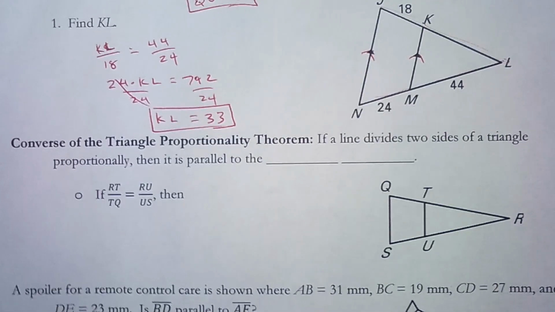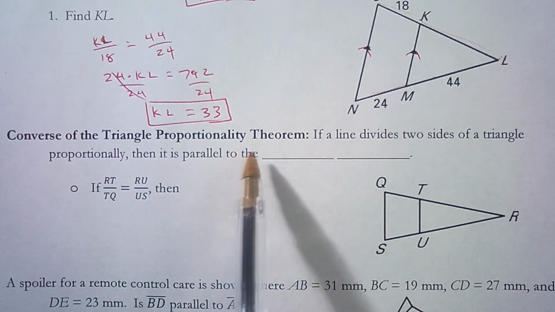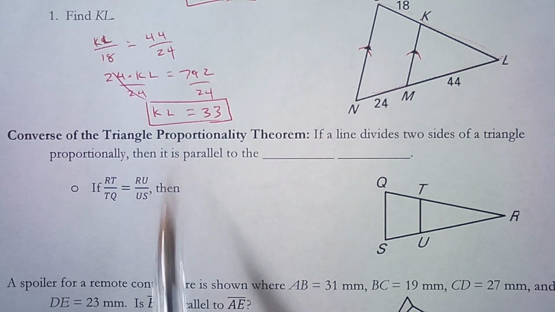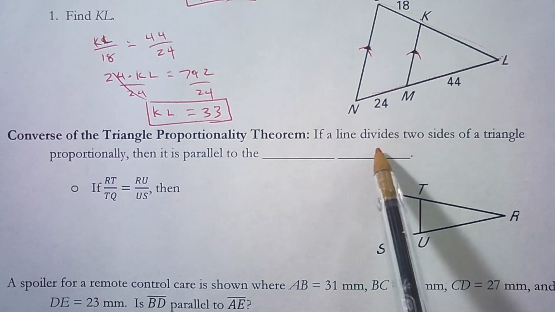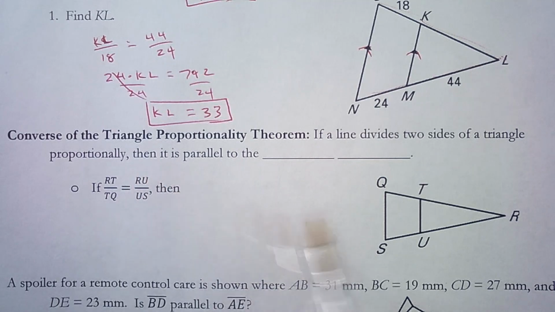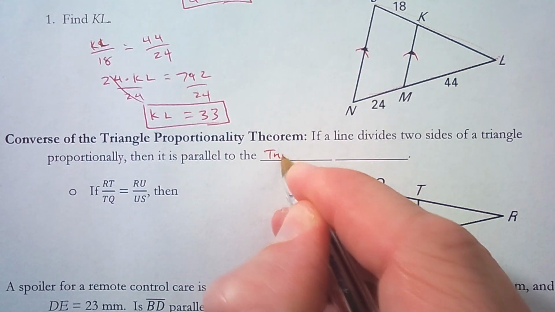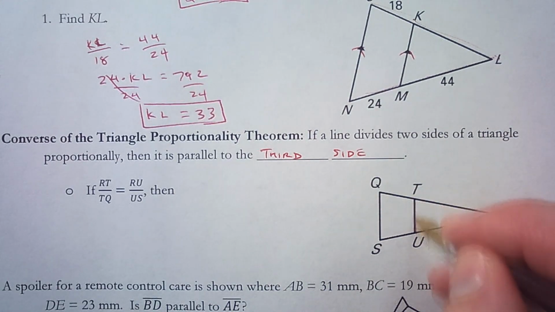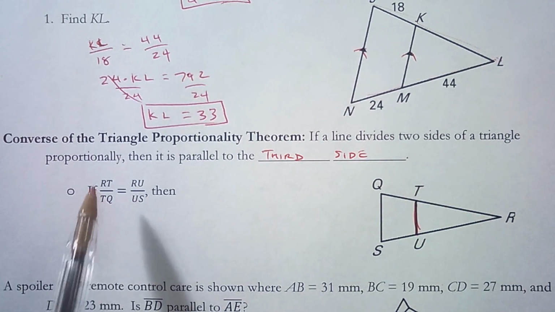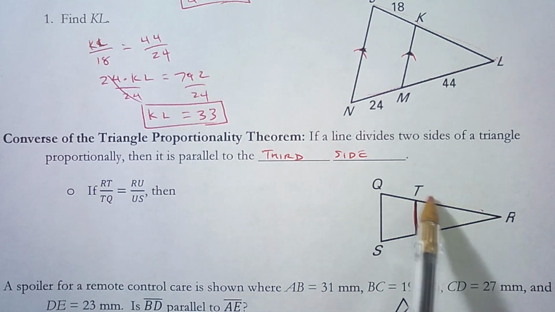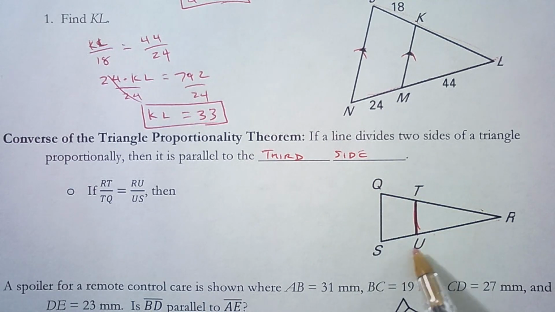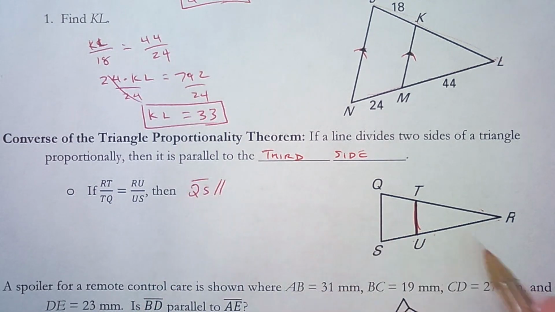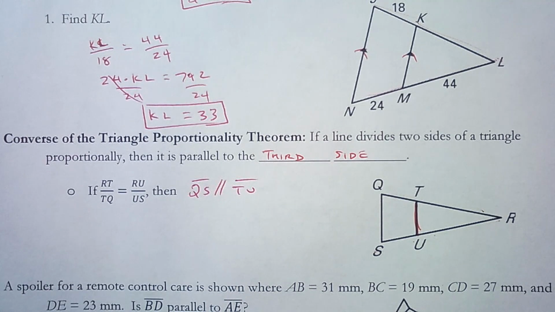Our second proportionality theorem is the converse of the triangle proportionality theorem. Converse, remember, just means you take the if and then part of a statement and turn them around. If a line divides two sides of a triangle proportionally, then it is parallel to the third side. So here is a line dividing two sides, and it's stated here that it's done proportionally. RT is to TQ as RU is to US. And if that is true, then segment QS is parallel to segment TU.